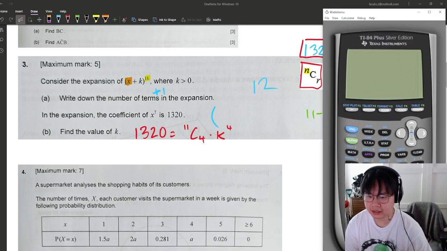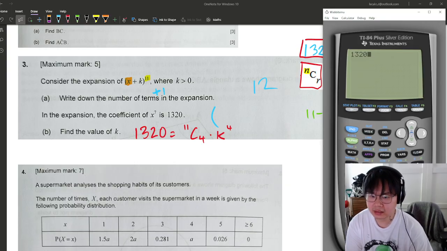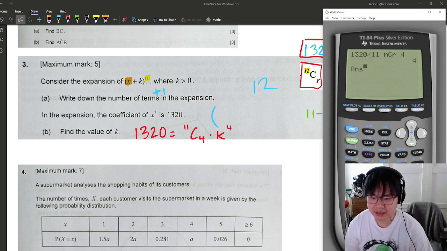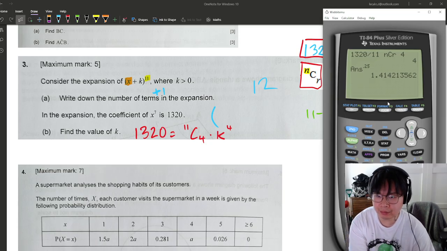So 1320 divided by 11c4. So that's k to the power of 4, and then we take the 4th root of this. So you get 1.41.